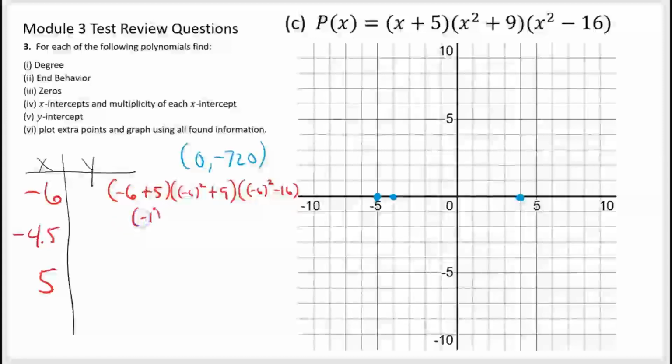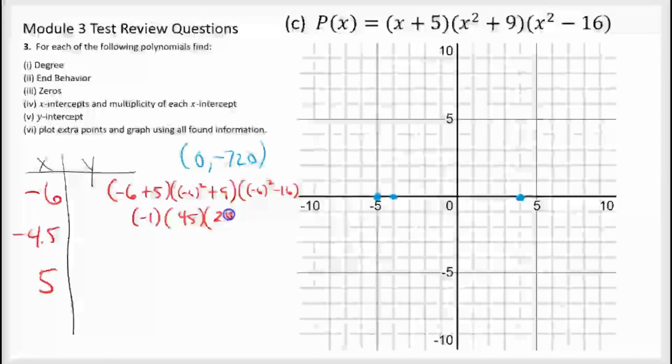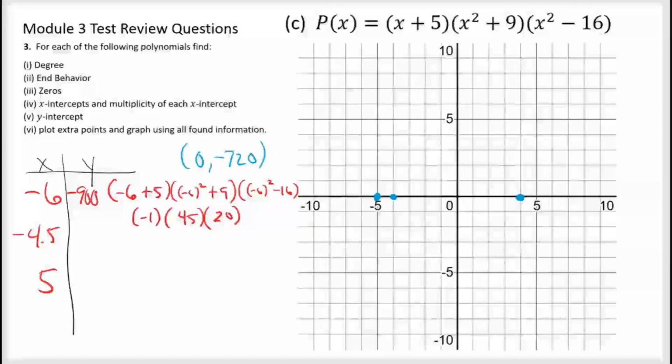-6 plus 5 is -1. -6 squared is positive 36 plus 9 is 45. And then -6 squared is still positive 36. We're minusing 16, that's 20. And then I'm going to do -1 times 45 is -45. -45 times 20 is -900. It's big, but it's a nice number. Okay. Now again, silently, I'm going to calculate -4.5 the same way and calculate 5.